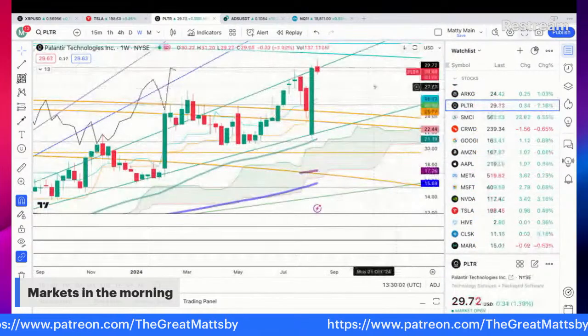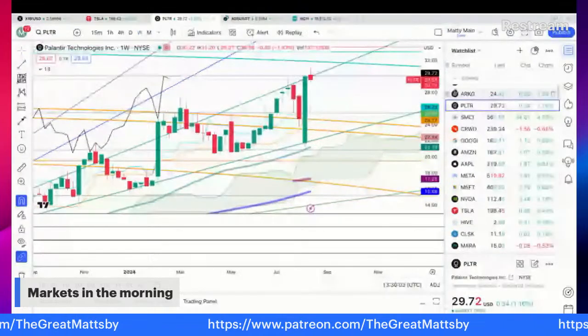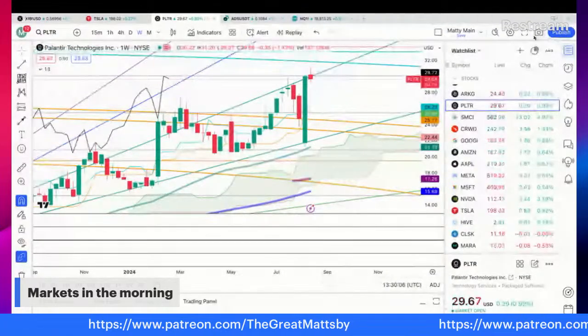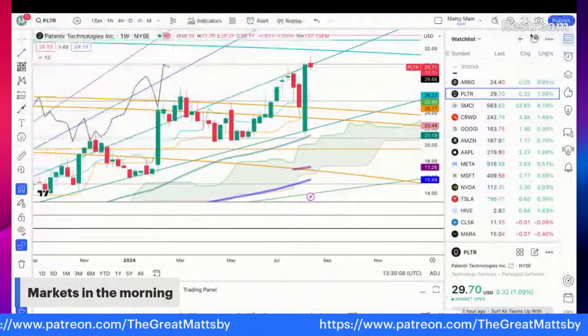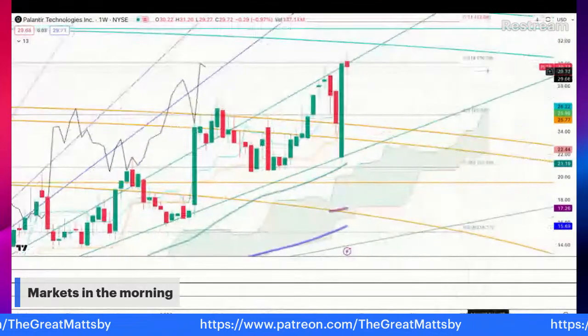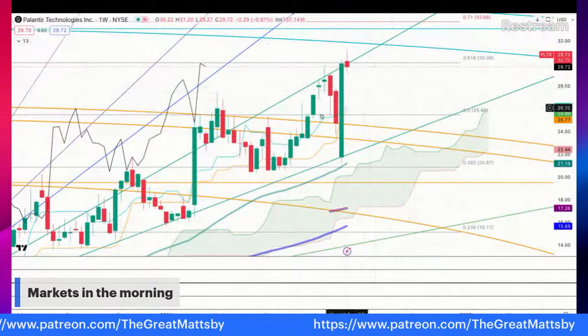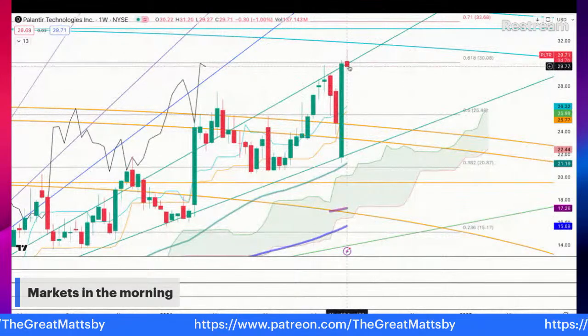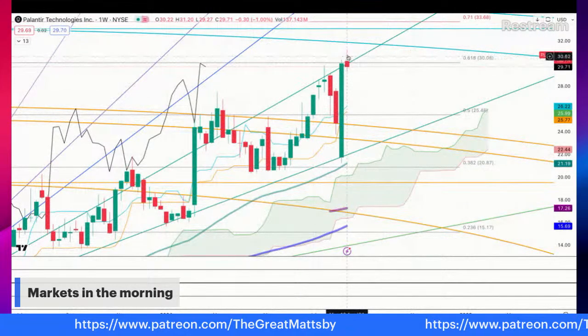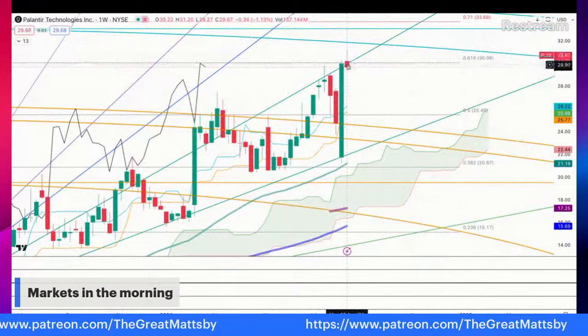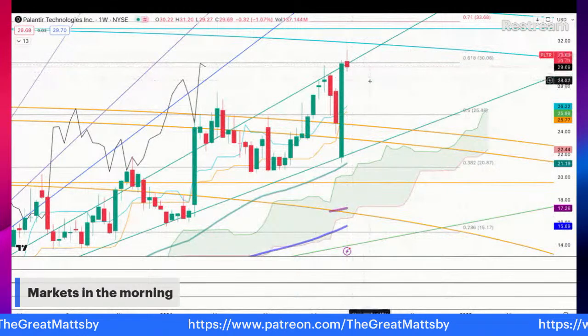So Palantir just opened at 29.68. And there's that angle I've been showing, and the 618 fib right there. It's looking like resistance, guys. Like I mentioned yesterday, I think it's going to just wick above some angles here and then basically start to come back down and retest levels.